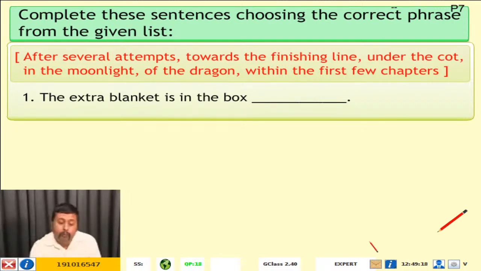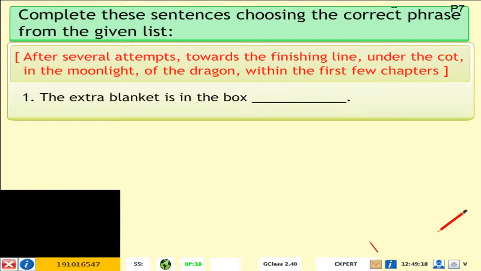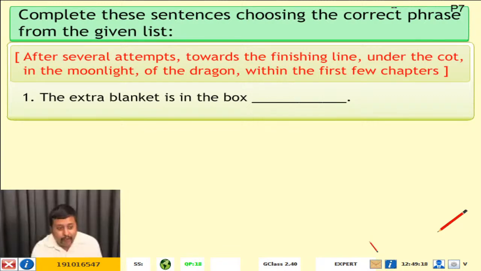Now what do we need? We need to find out the whereabouts of the box. Where is the box? Can it be after several attempts? No. Towards the finishing line? No. In the moonlight? No. Of the dragon? No. So the right answer here can be what? Very good. It's under the cot. The extra blanket is in the box. Where is the box? It's under the cot.